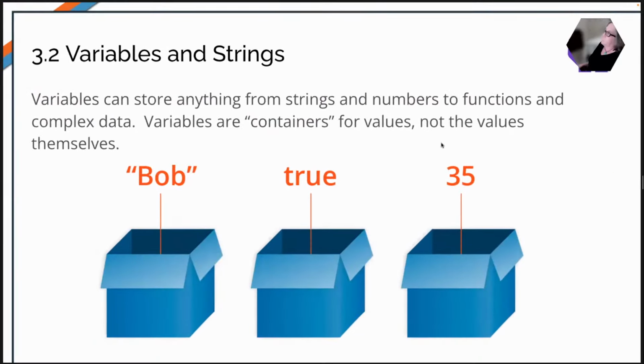All right. So what about our variables? Our variables can be anything from strings and numbers to functions, complex data. When you think of a variable, you want to think of it as a container for the value, not the value itself. So this is my variable that holds Bob. This is another variable I have that holds true. And this is another variable I have that holds a number. So it's just a container, it holds it. I can give it different things to hold, but I don't actually change the things themselves on most of them.